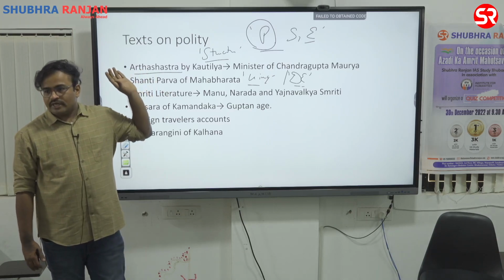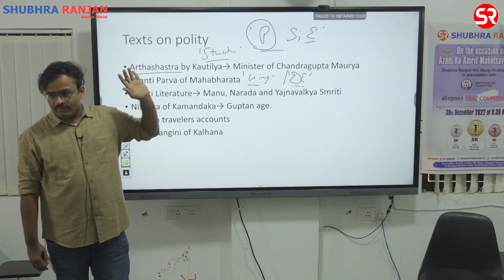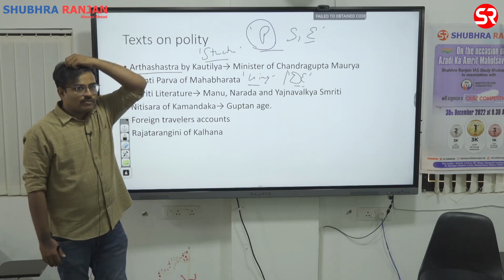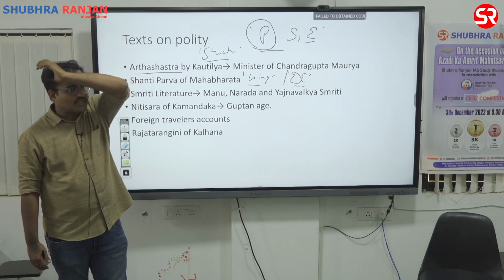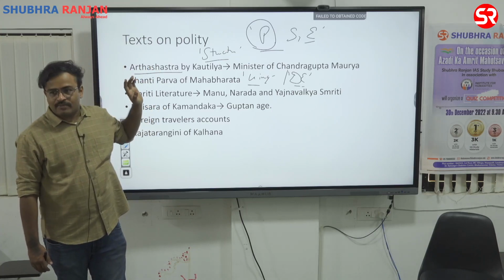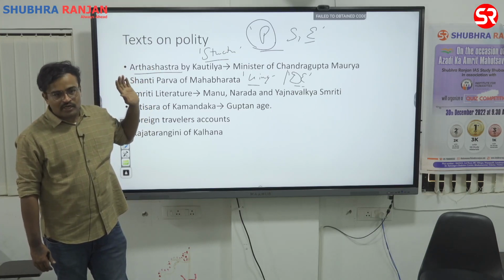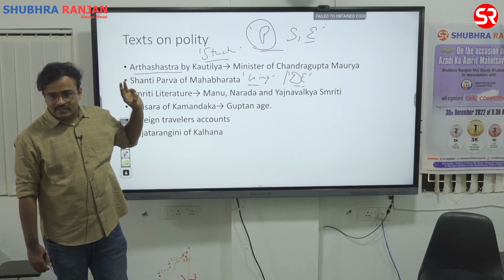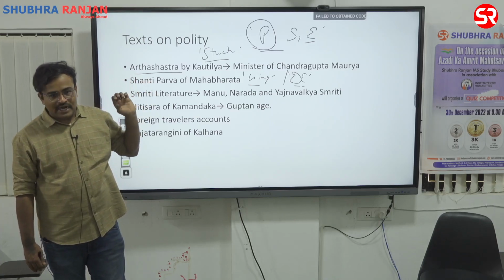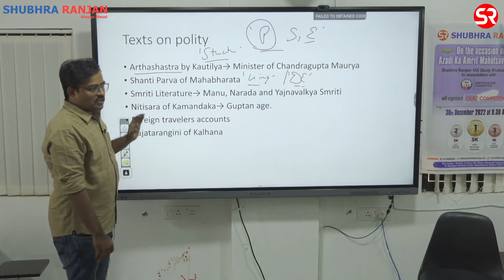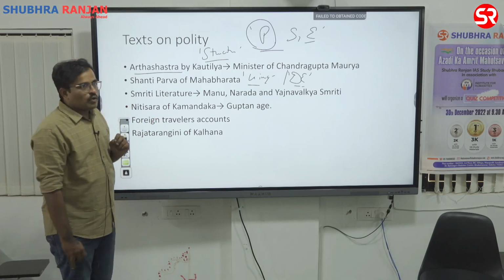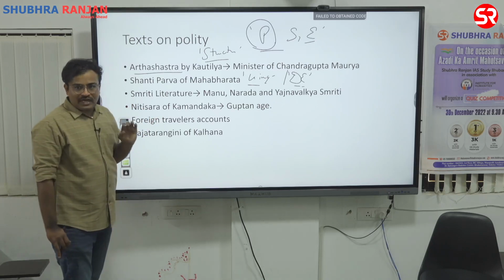It is also a textbook on the ideal form of administration and governance. Then after these two textbooks, the next prominent person to discuss the administration and polity in India is a person by the name of Kamandaka, and he wrote a book called Nitisara. Nitisara of Kamandaka is the third textbook which discusses polity and administration in India. So this is the third one. Then the fourth textbook is Rajatarangini of Kalhana.